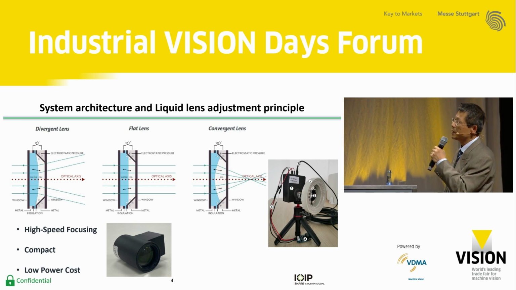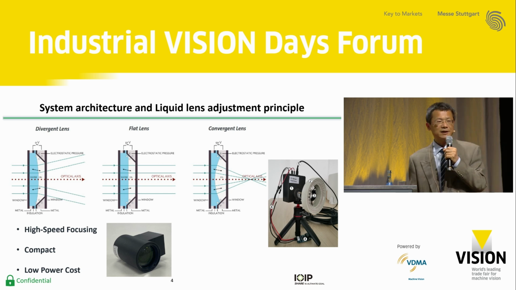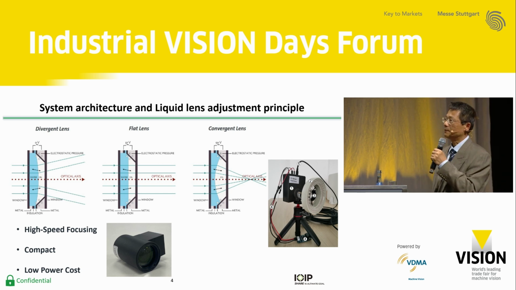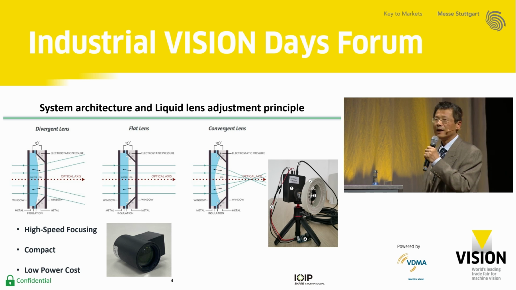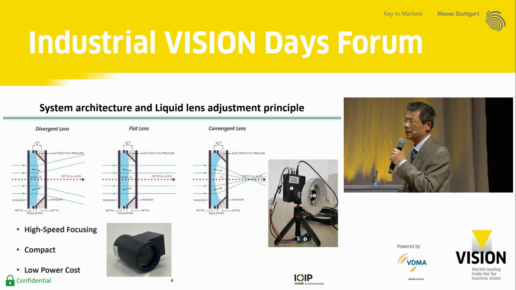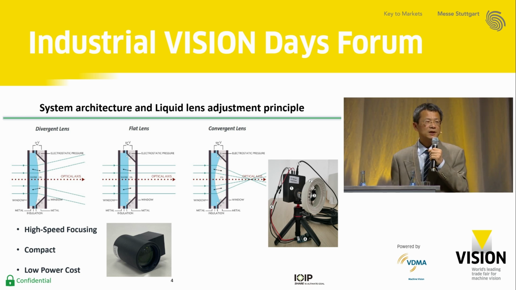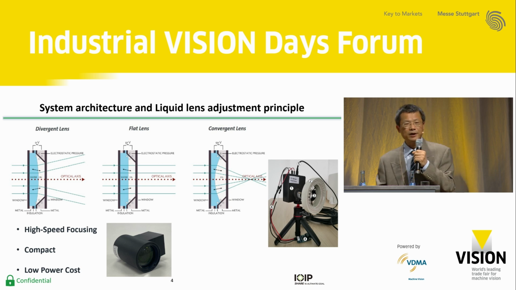We can put that into a lens assembly and get high-speed focusing and very compact tunable focus lenses. Of course, because it has no motor, it is a very low power solution.